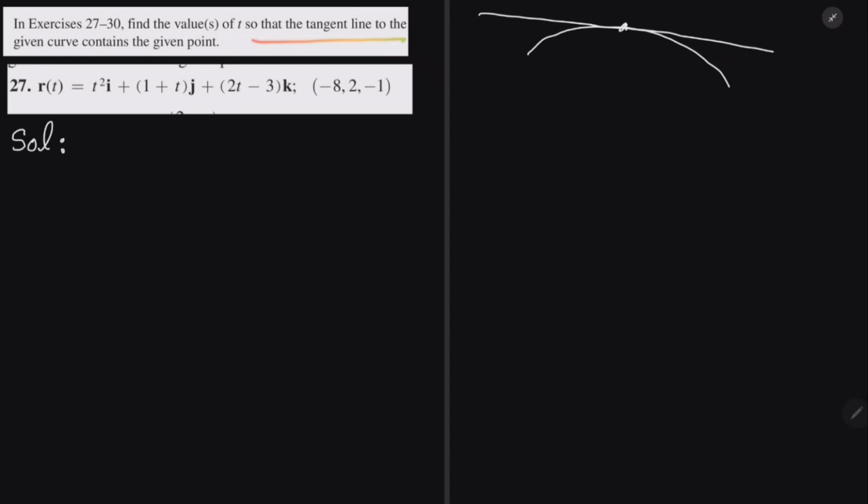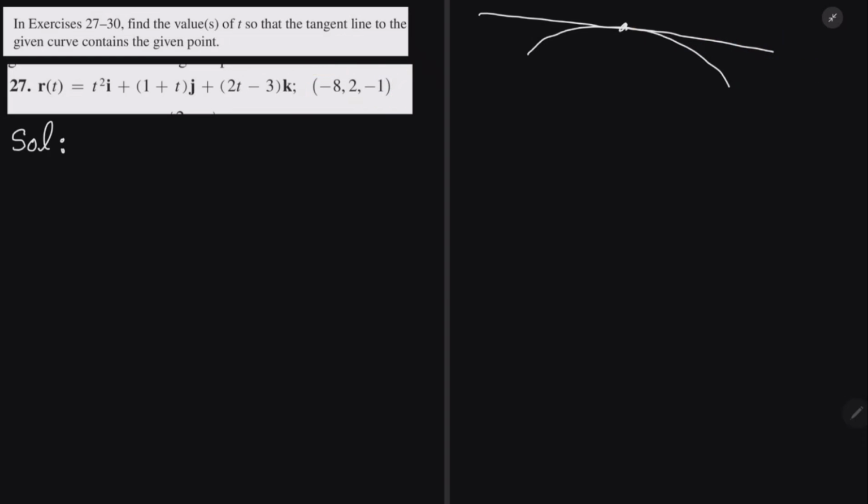So that the tangent line to the given curve contains the given point. What is the value of t? So that the given line contains the given point. The given point is this. So somewhere this point will be over here or something like that.